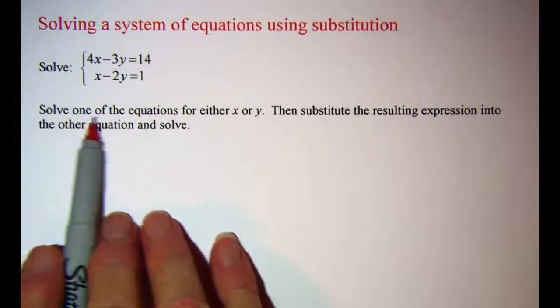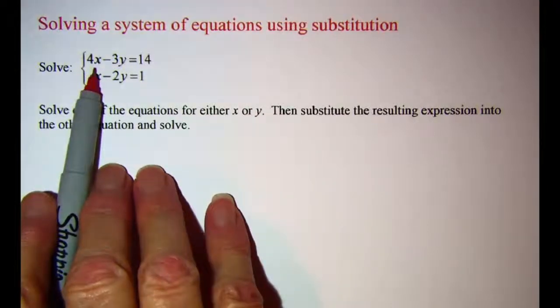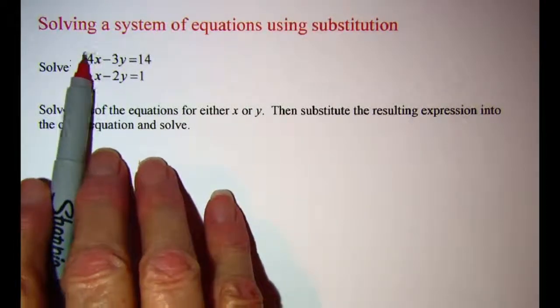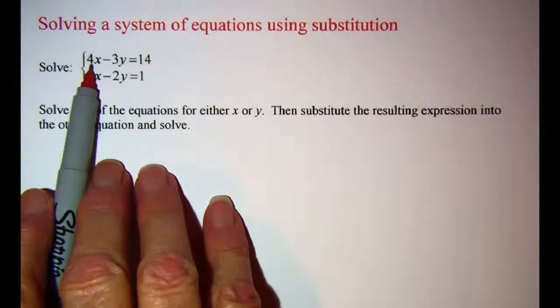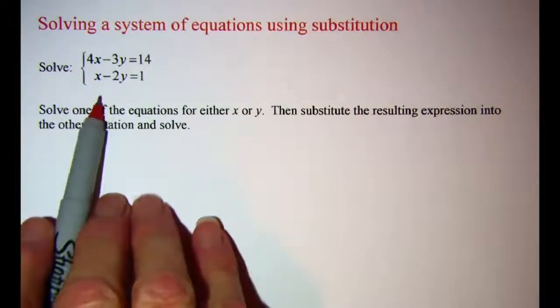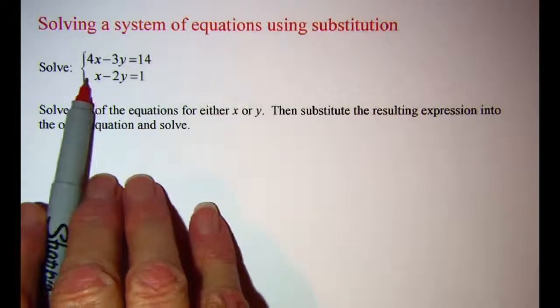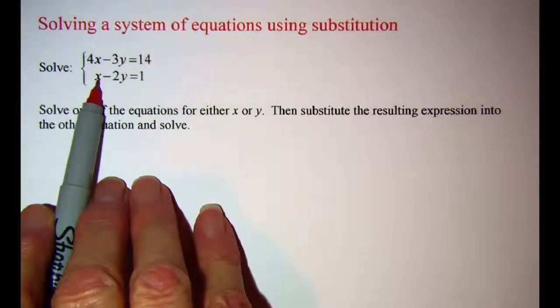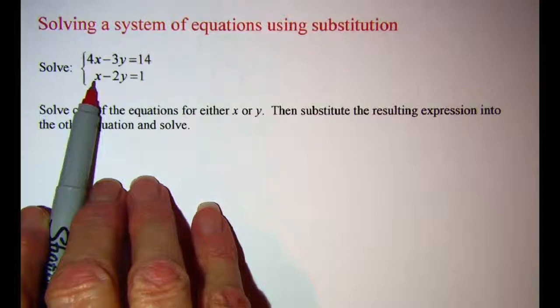So our first step is to solve one of the equations for either x or y. If we chose to solve for x in this equation, we would have to eventually divide by 4 to get x by itself. This would lead to fractions. It's doable, but we can take an easier route if we solve for x using this equation, since the coefficient of x in this equation is 1. So if that happens in your system, then it's usually best to solve for that variable.